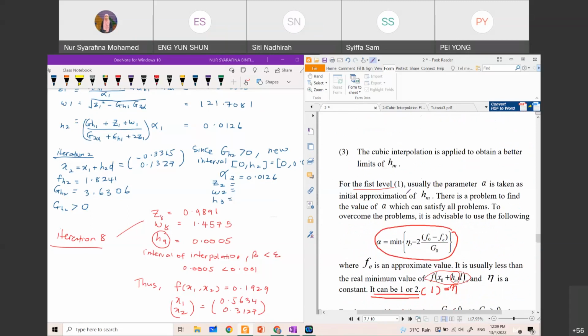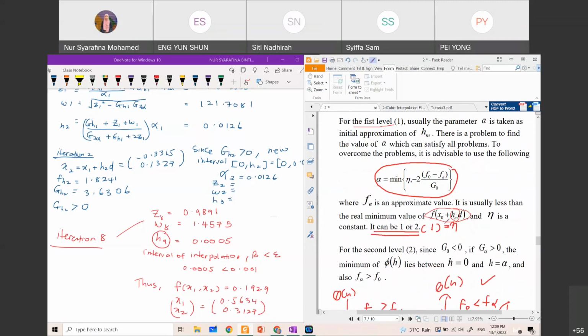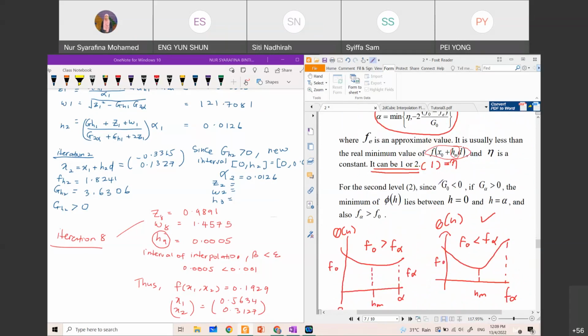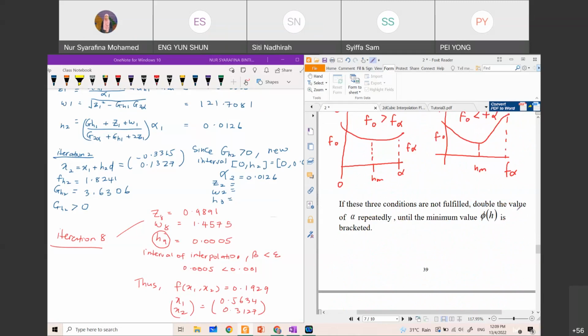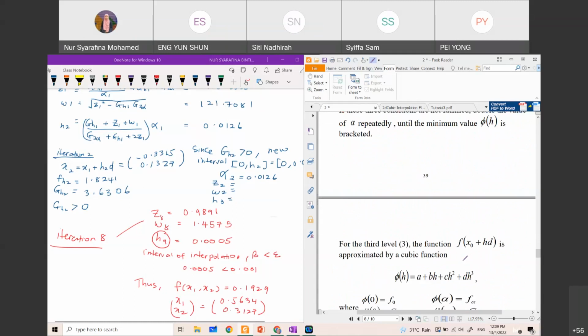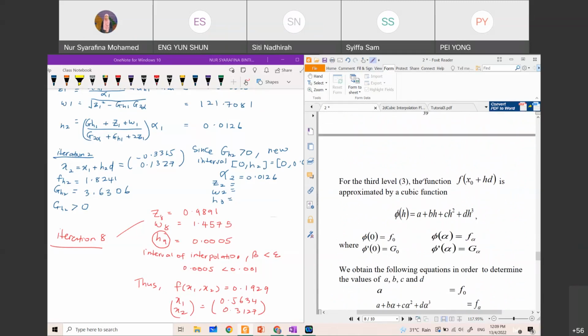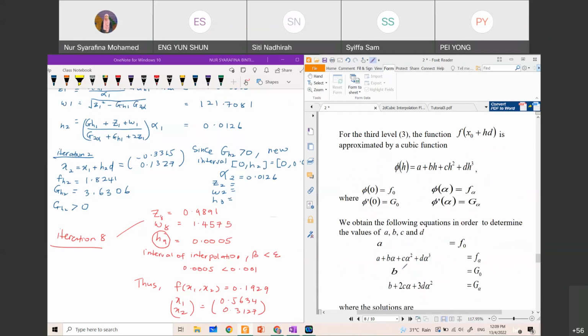First level, we start with alpha, and then the next level you proceed with f of x naught plus hm. Eta here can either be 1 or 2, just choose one. Usually we choose one. Then we check if g naught less than 0, g alpha greater than 0. If these three conditions are not fulfilled, double the value of alpha repeatedly. For the third level, we want to approximate the function by a cubic function, where this is the process to obtain A, B, C, and D.